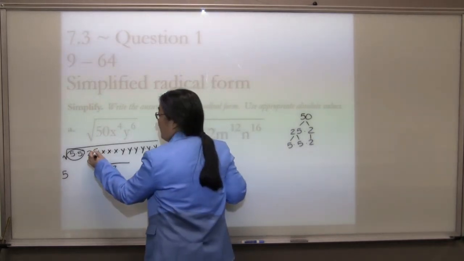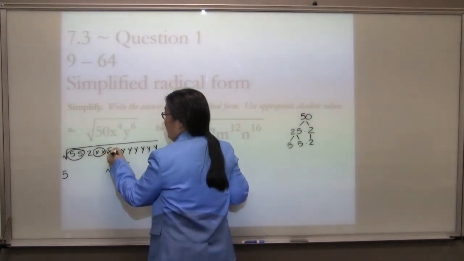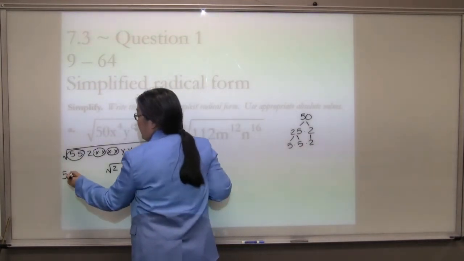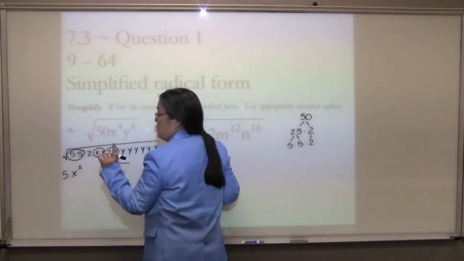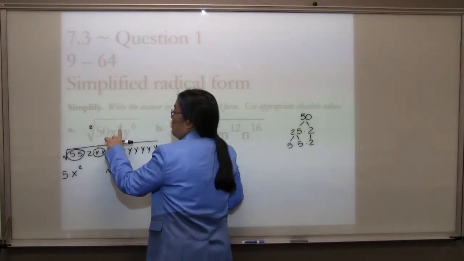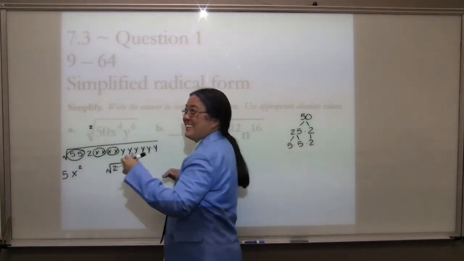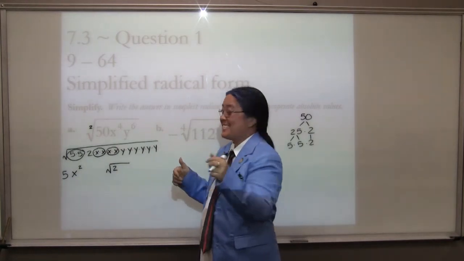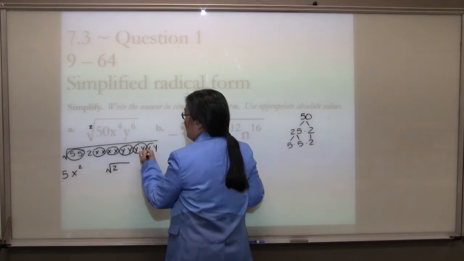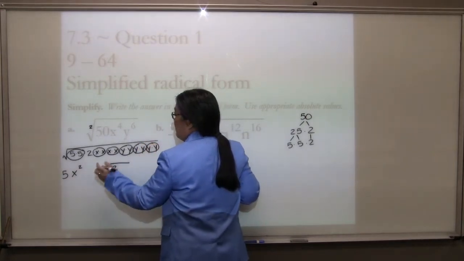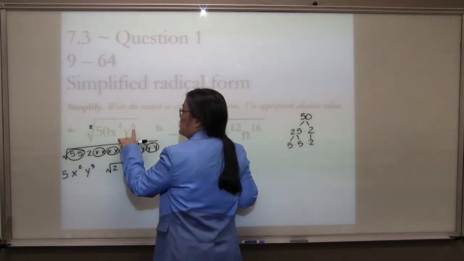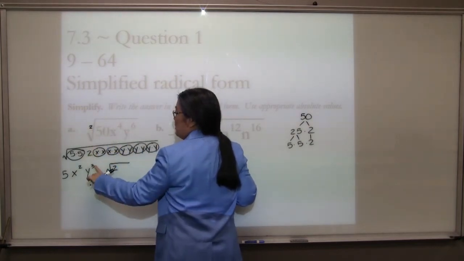Then, I have a pair. I have 2 x's on the outside. So I want to write that as x squared. You might also remember from Chapter 7, Section 1, the invisible index number 4 divided by 2 gives you 2. It still works. And then I have a pair of y's, a pair of y's, and a pair of y's. I have 1, 2, 3 pairs. I have y to the third. Also, from 7, 6 divided by 2 is 3.